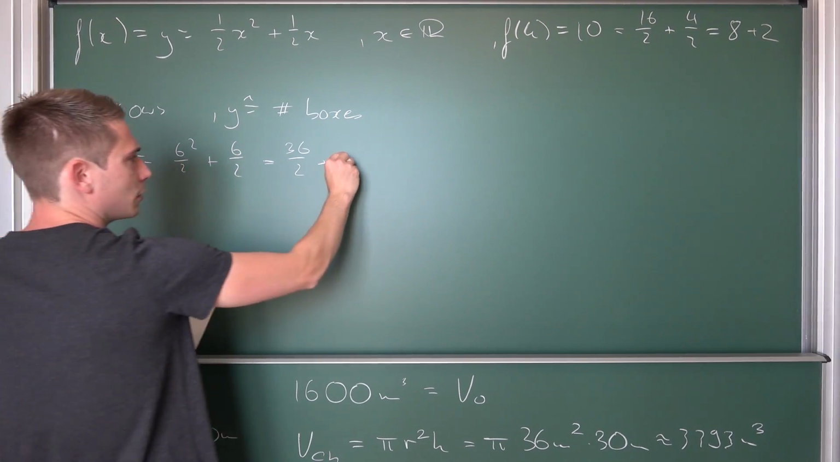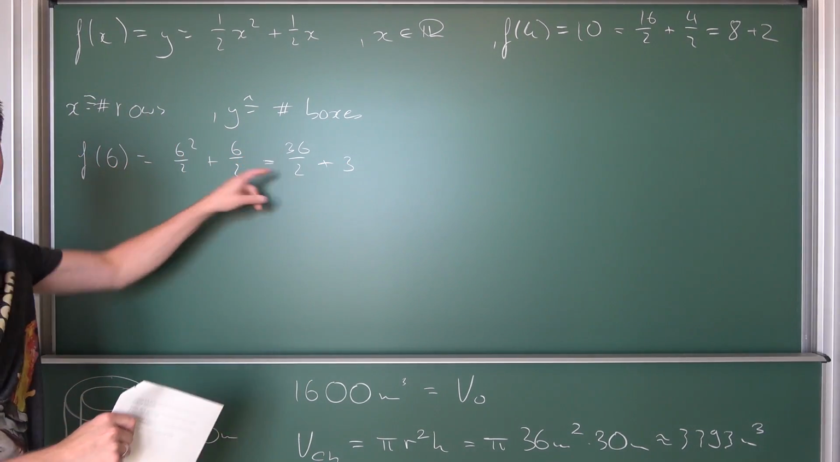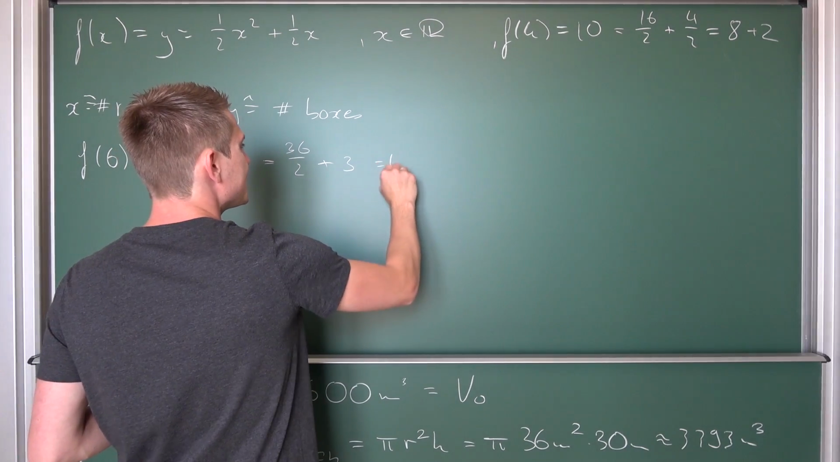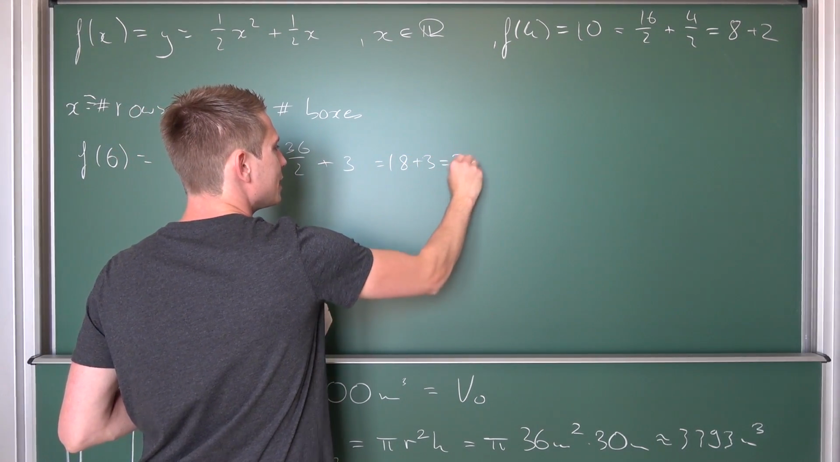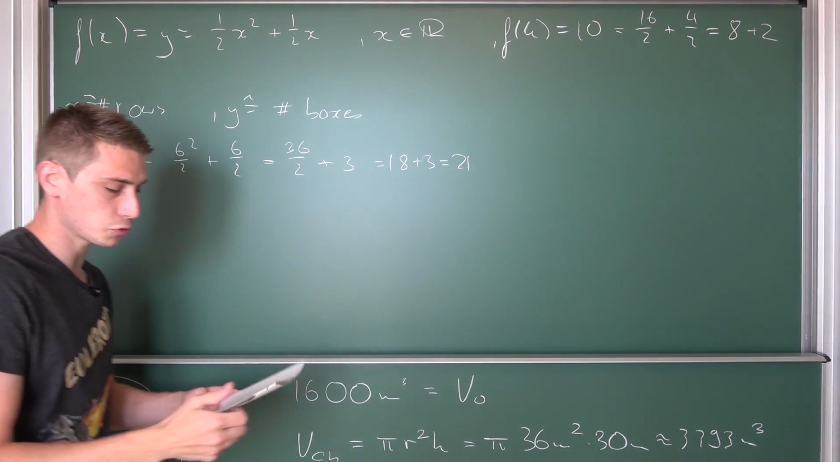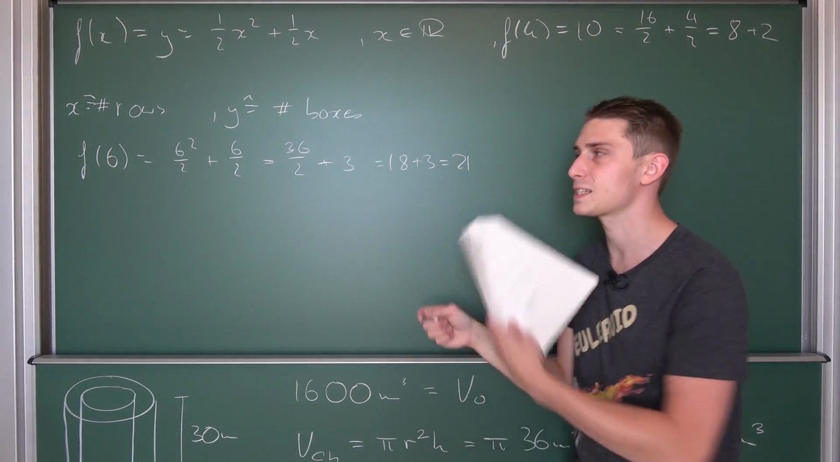And 6 over 2 is going to give us 3, and 36 over 2 is 18, meaning 18 plus 3 is equal to 21, which is not equal to 22, so this statement does not hold.